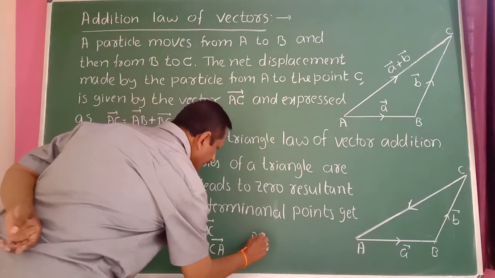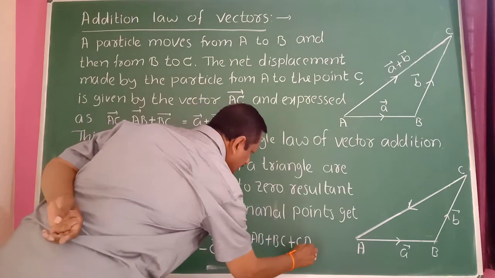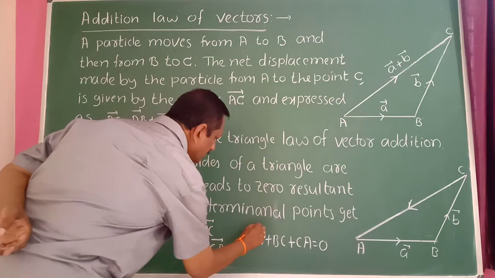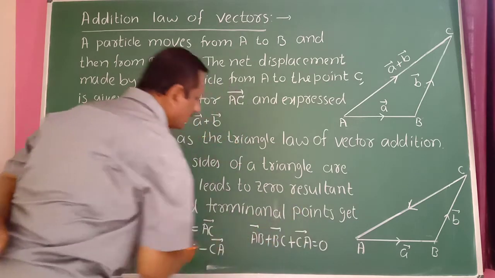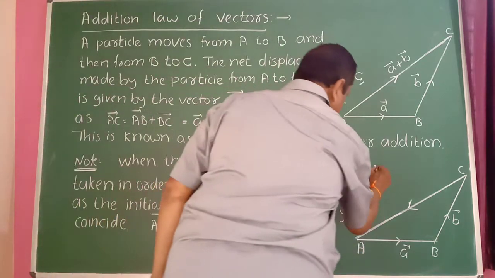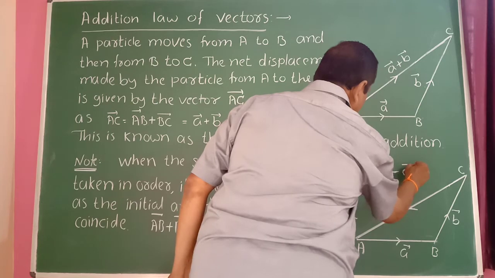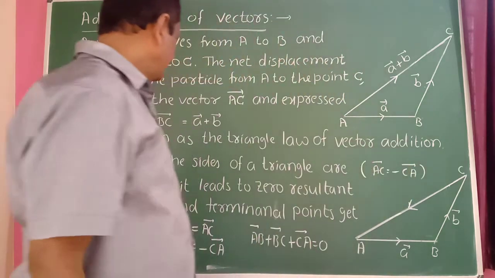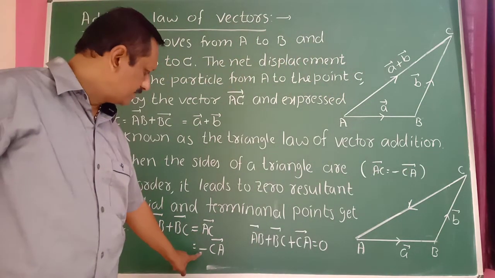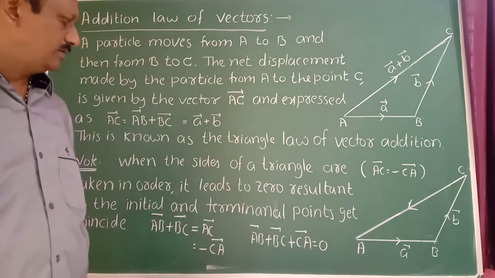Hence, AB plus BC plus CA is equal to 0. In this case, AC is equal to minus of CA. Yes, AC can be written as minus of CA. Take minus CA to the left side here. AB plus BC plus CA is equal to 0.